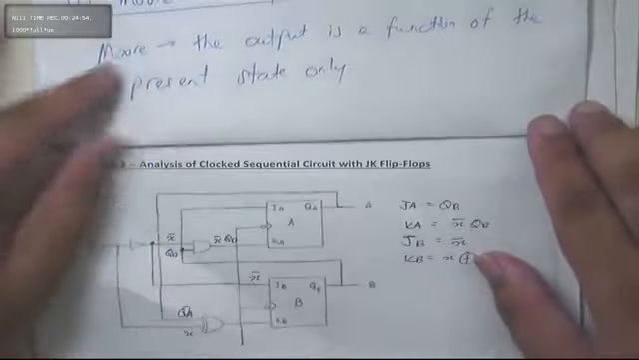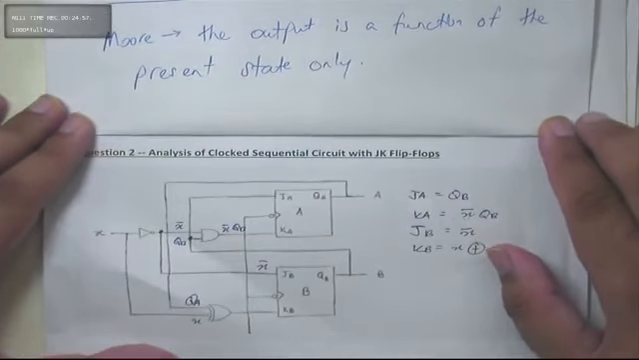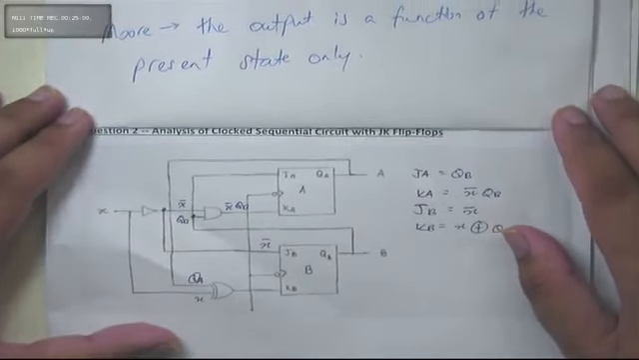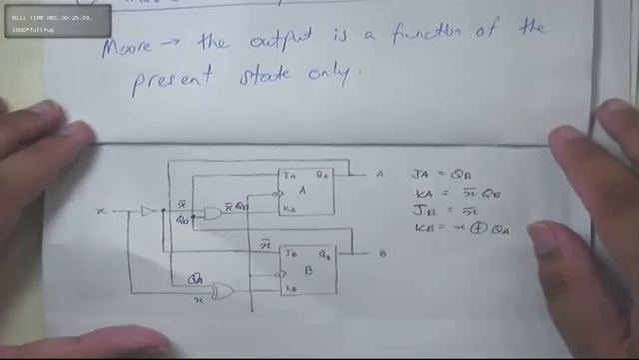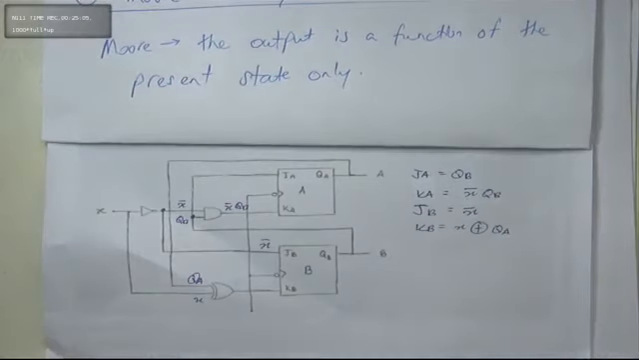Now have a look at this second question too. The output is a function. You flip back to your lecture where we did this analysis problem. This is question 2. Let's look at the definition. The output is a function of the present state only. The output is a function of the present state only. All right?